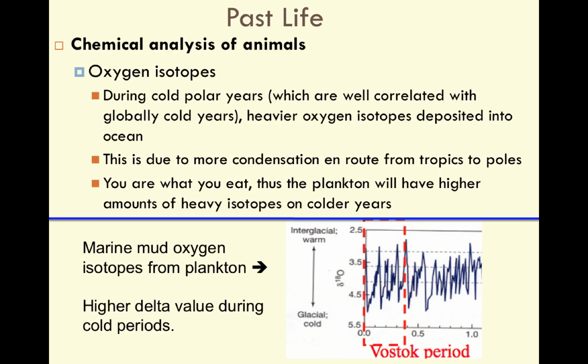Also, as we've talked about, we have oxygen isotopes. During cold polar years, which are well correlated with globally cold years, heavier oxygen isotopes are deposited in the ocean. It's due to more condensation en route from the tropics to the poles when you have an extreme temperature gradient. You are what you eat, thus the plankton will have higher amounts of heavy isotopes on colder years. Here again is marine mud oxygen isotopes from plankton, definitely higher delta values during cold periods. There's more heavy isotopes in the ocean as a result of that condensation on cold years.